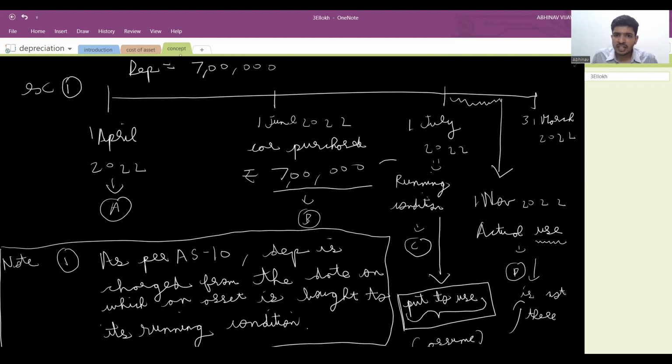And let's make an addition to the question. In order to make it to running condition, they spend an additional 2 lakh. That is, you add some modification or you add some new stereo system and all those things. So to bring it to running condition, this modification is done. This modification is increasing the efficiency of the asset, and this is done after it's brought into the place of business. So this 2 lakh will also be added to the cost of the asset. So this is the total cost of the asset on which depreciation will be charged.